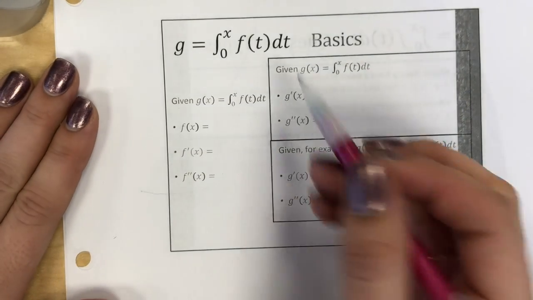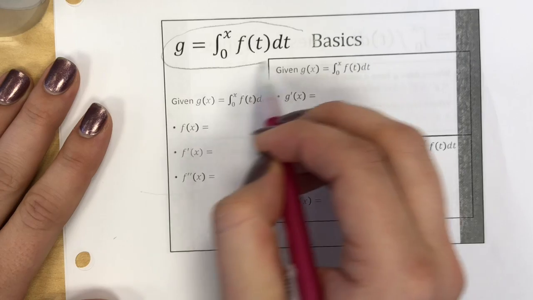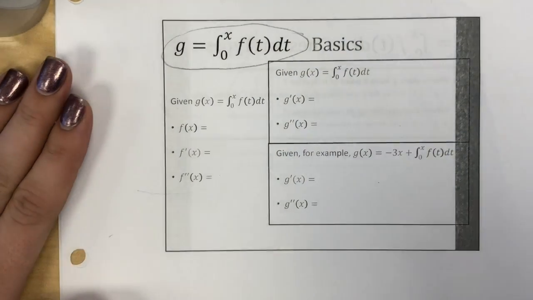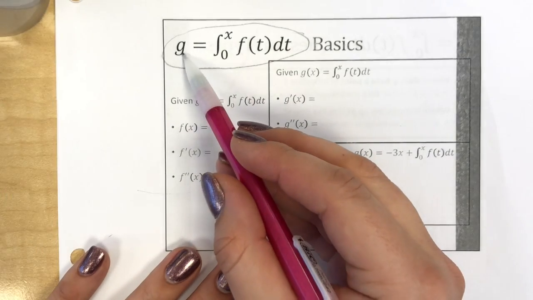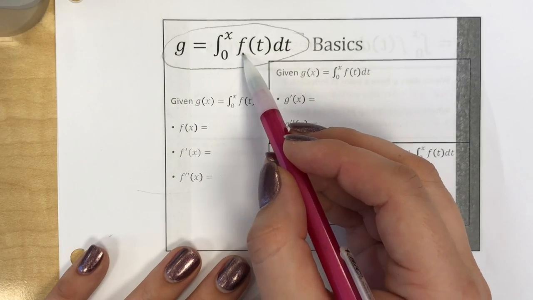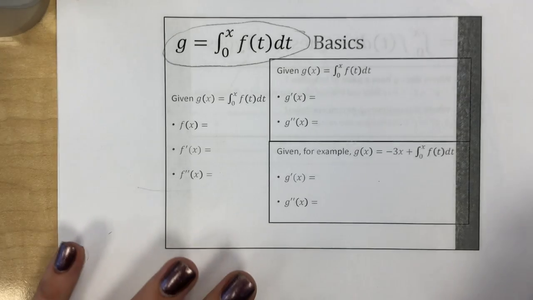So it's defined where these are problems where you're given a graph and you say, this is a graph of F, so you're going to be looking at F, but you have the definition of G. So for instance, G is the integral of f of t dt. Okay, so here are the basics.